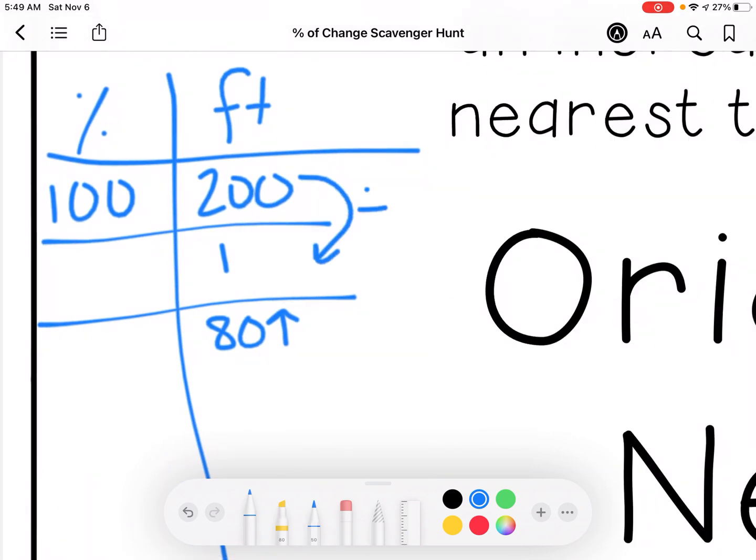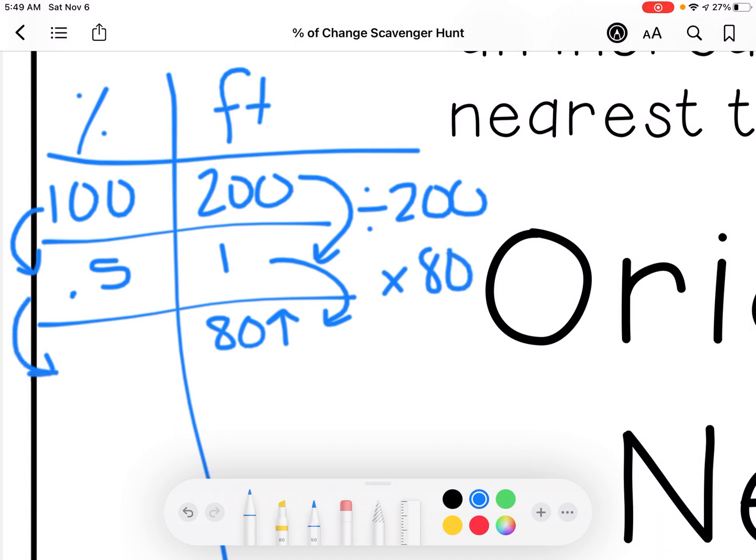So I'm going to divide by 200. I get 0.5. I'm going to multiply by 80. So 0.5 times 80 is 40. So it's a 40% increase.